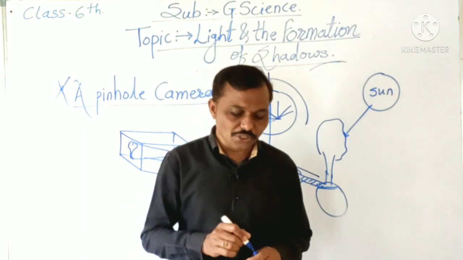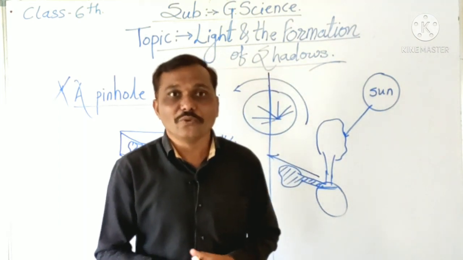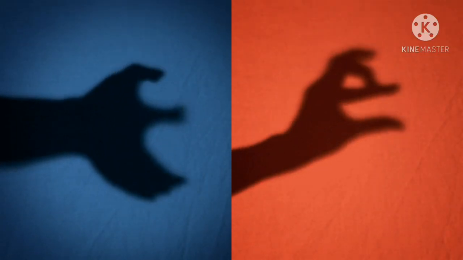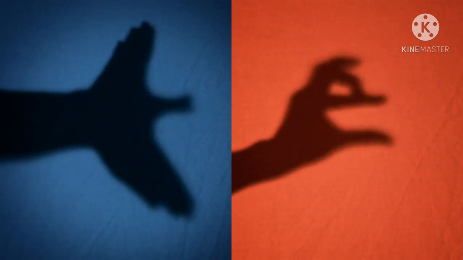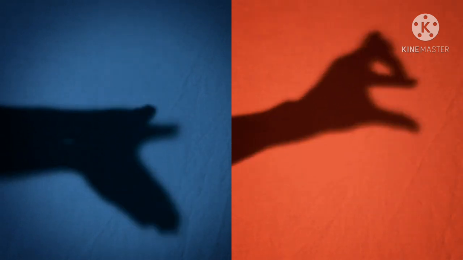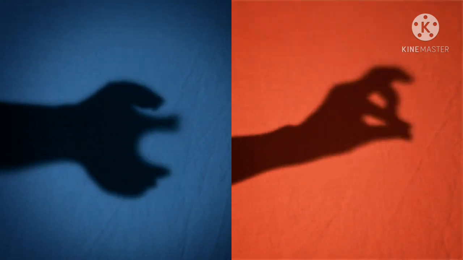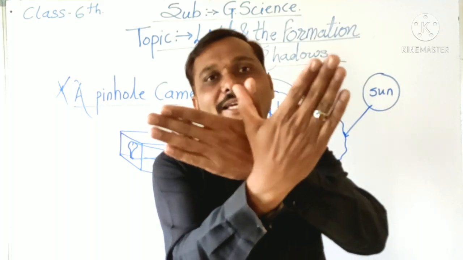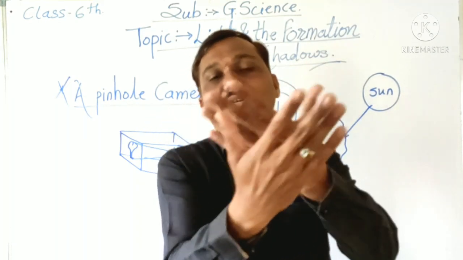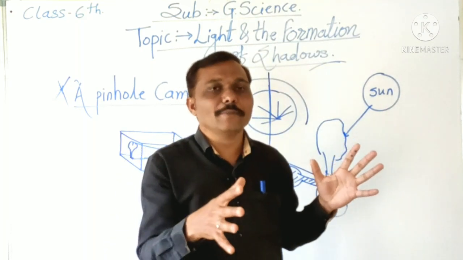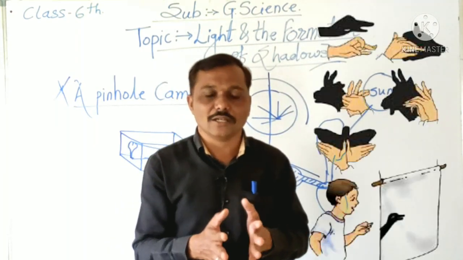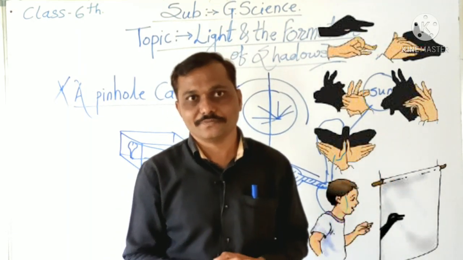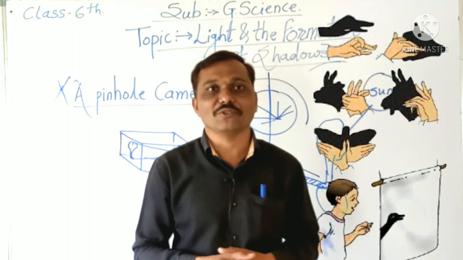Okay, so in this way, by using the shadow we can also make different fun games by arranging different positions of hands. Look at that. If we put these two fingers together and make this arrangement of fingers, it looks like a bird. So in this way, by making different shapes and sizes with our fingers, we can make shadows of different animals and different birds. That's a fun game you can play at your home at night.